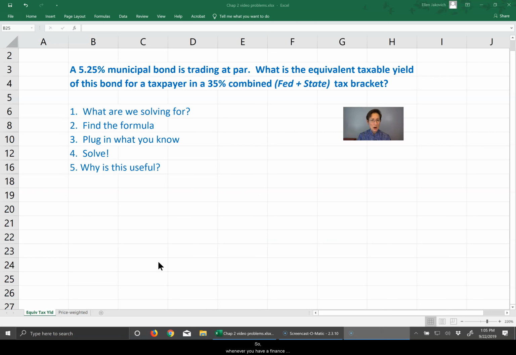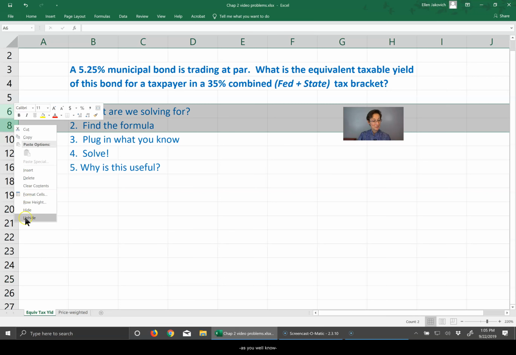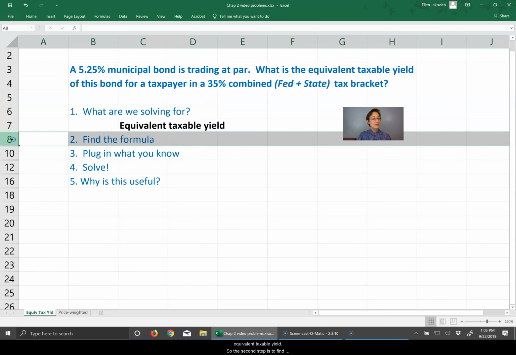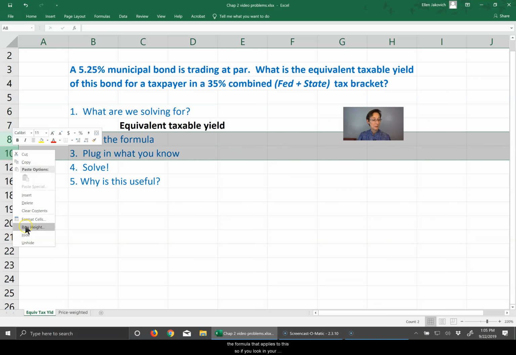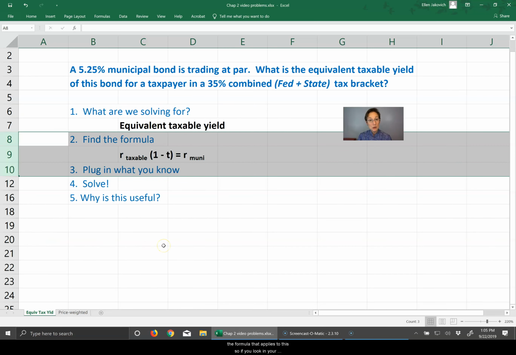So, whenever you have a finance problem or an accounting problem or anything, the first thing you want to do is identify, what am I solving for? In this case, we are solving for, as you well know, equivalent taxable yield. The second step is to find the formula that applies. If you look in your course materials, you are going to find a formula for equivalent taxable yield: the rate of return on the taxable bond times 1 minus your tax rate will equal the rate of return on the municipal bond at break even.